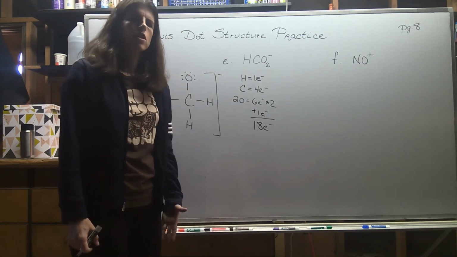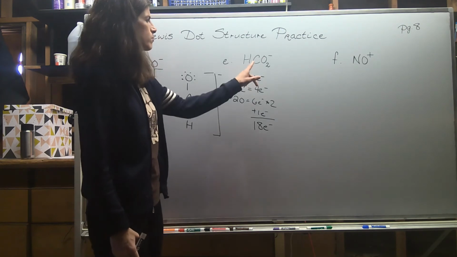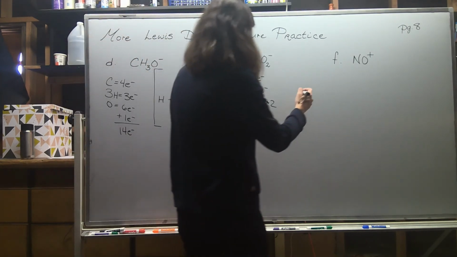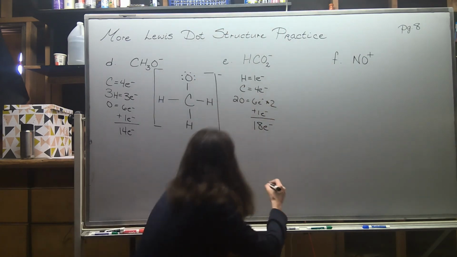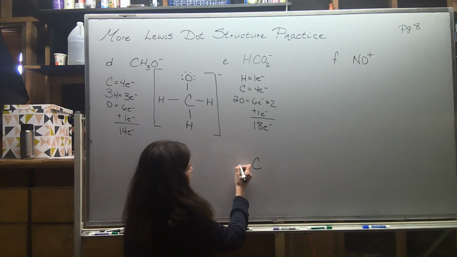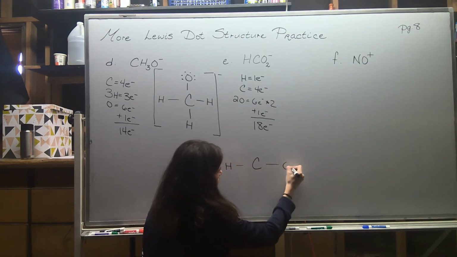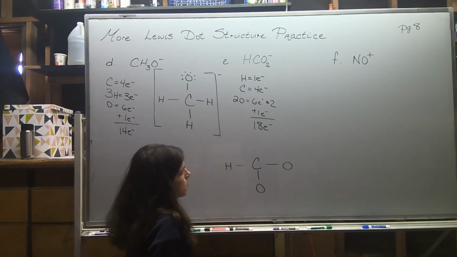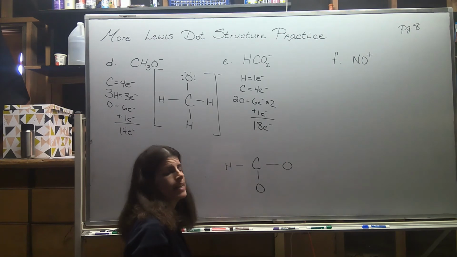Carbon again, when we see carbon, carbon is typically your central atom, if it's there. So let's put carbon in the middle. And then I'm going to attach hydrogen to that carbon, and I'll attach the 2 oxygens. Let me satisfy all the octets, and then I'll go from there.